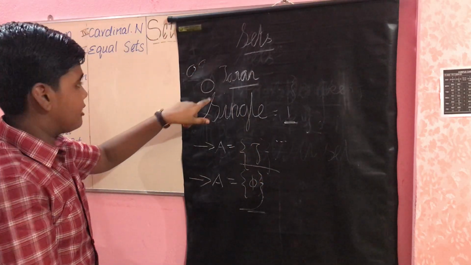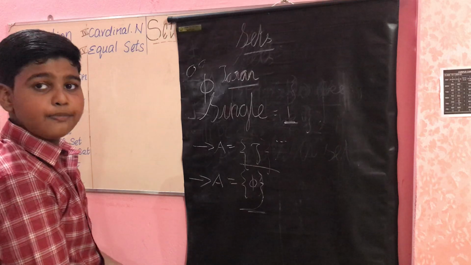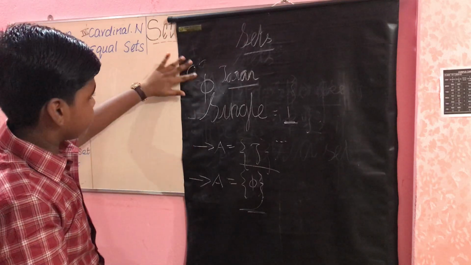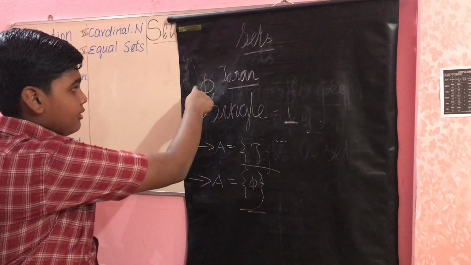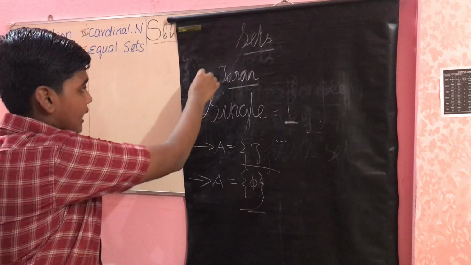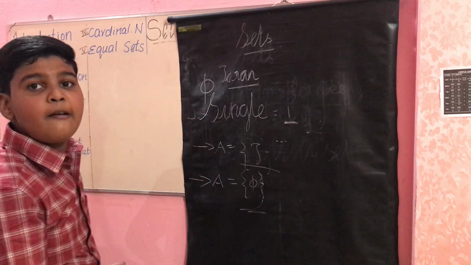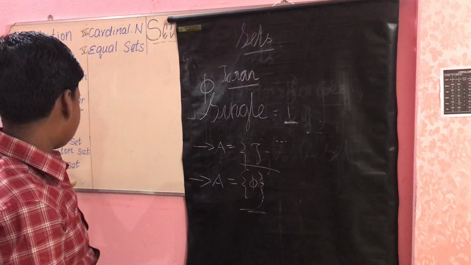Either like this or like this. Just a small slash. I just drew it wrongly. So just a small circle of 0 and just a small slash. So that's how we represent the empty set.